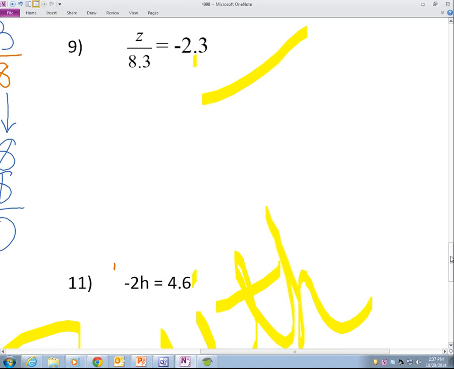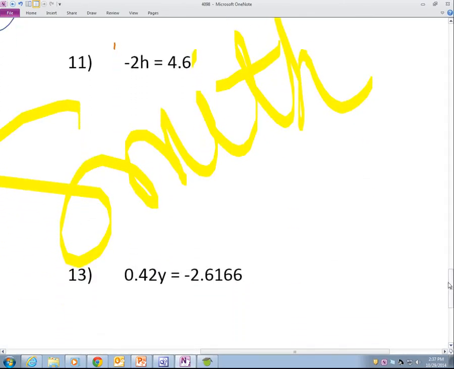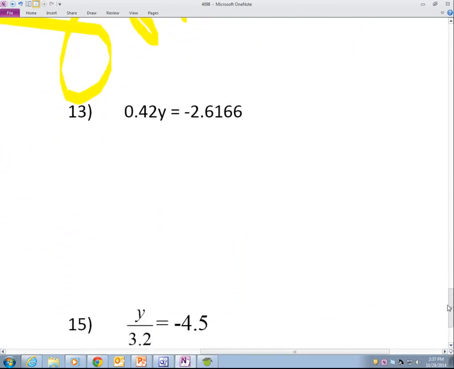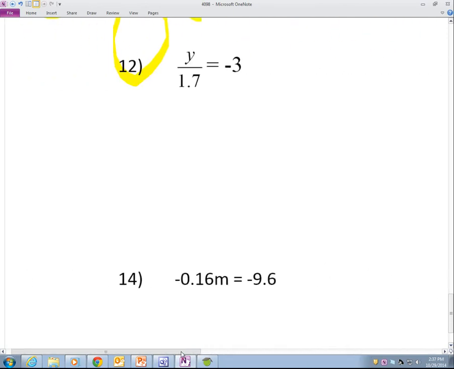Don't need to do that one. Don't need to do those. Do need to do that one.